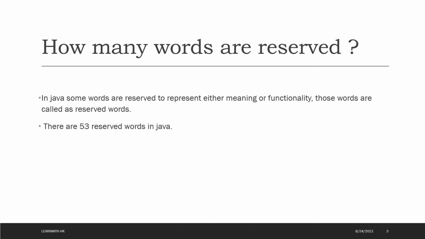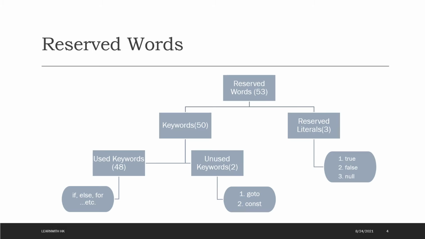We will check what those 53 words are, why those are reserved, and what they are basically. So let's start. Before we start, we need to understand how these reserved words can be bifurcated, or how we can distinguish between them. There will be two broader categories.